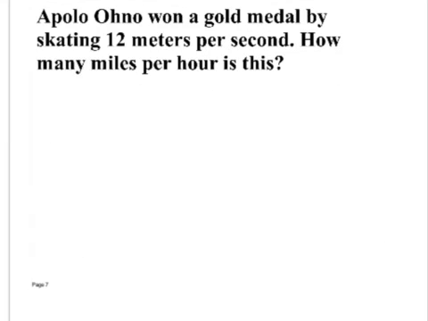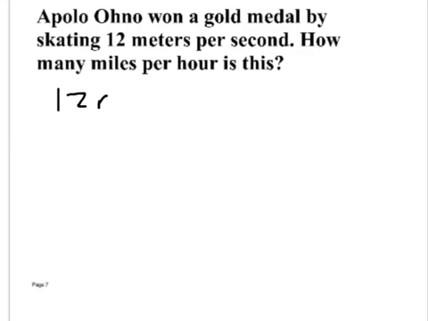Write this down. Apolo Ohno is the most decorated Winter Olympian in the U.S. He won a gold medal in speed skating by skating 12 meters per second. That was his rate in one of his races. We want to know how many miles per hour that is. We don't really understand meters per second, but we do understand miles per hour. We can compare that to a car. So we want to convert this rate.